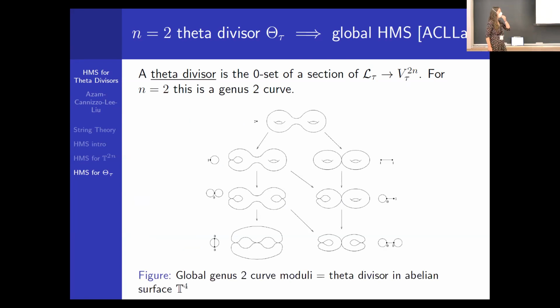So here this picture may look familiar from Professor Chan's talk. This is when we have a genus 2 curve and we want to look at the space of all of the complex structures on it, we have these various degenerations of the genus 2 curve. So this is representing the moduli of complex structures on the genus 2 curve. And that's a theta divisor in the 4 torus, or the abelian surface.